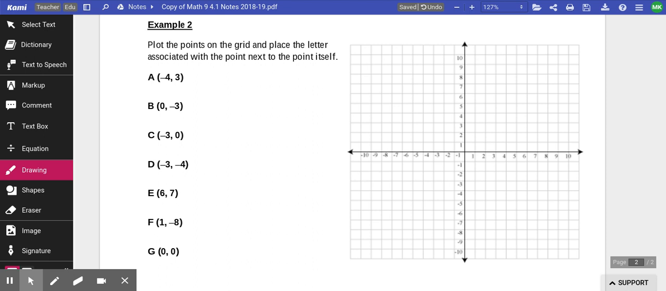Example 2. No, it's just time to mature. Like you're running out of time here.